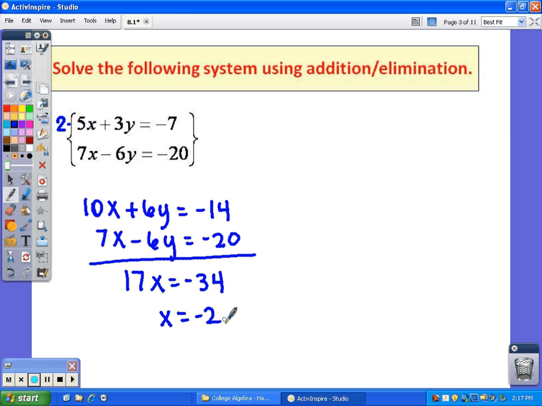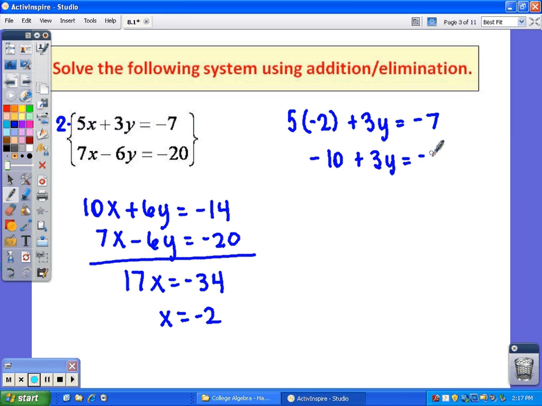And just like before, you can solve for y by taking that negative 2 and plugging it back into either equation. I'll just plug it into the top. So we'd get negative 10 plus 3y is equal to negative 7. Add 10 to both sides and divide by 3. We would get y is equal to 1. So our answer would be the ordered pair (negative 2, 1).